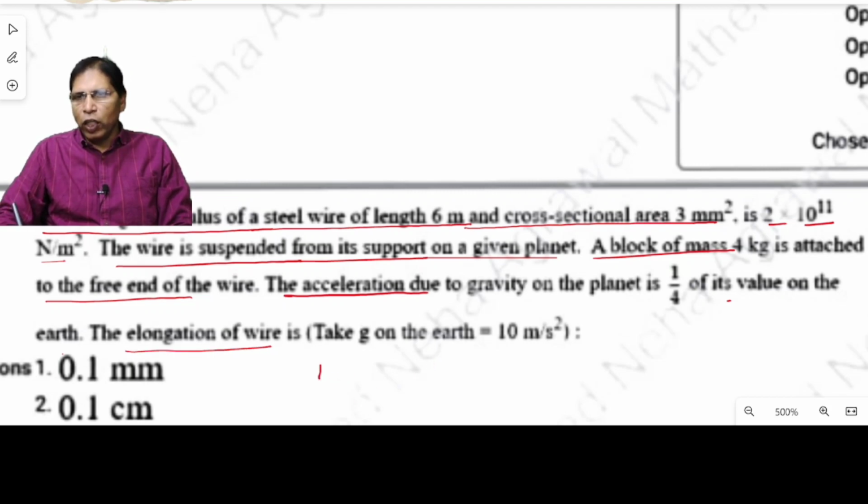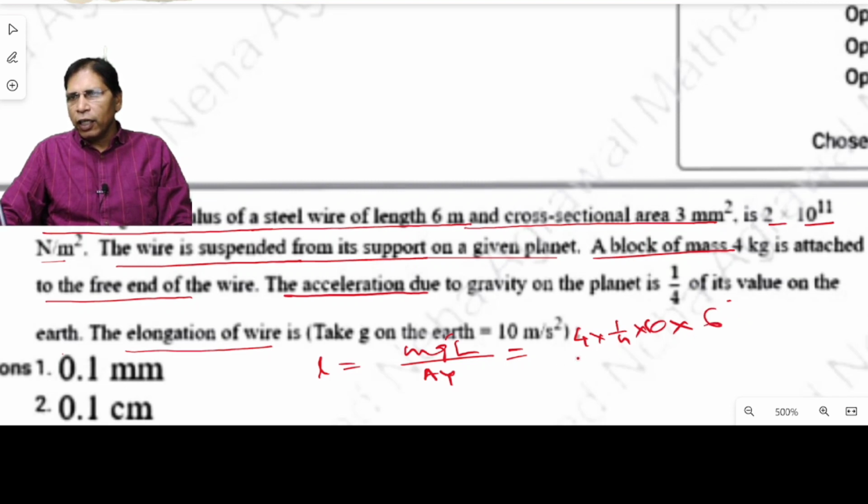The elongation of the wire is delta L equals M G L by A Y. Here G is G dash. Now what is M? M equals 4, and G is 1/4 of 10. What is L? L is 6. Now what is A? A is 3 into 10 to the power minus 6 meter square, and Y is 2 into 10 to the power 11.